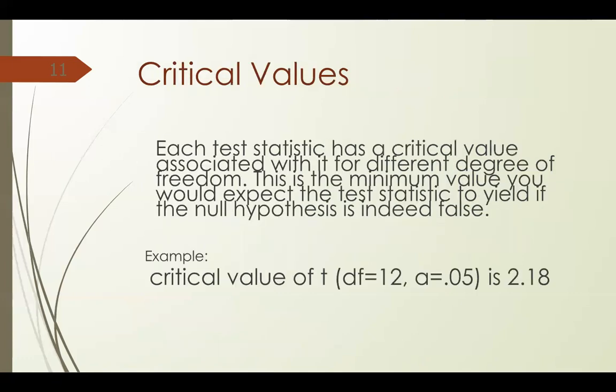Okay, perfect, thanks. So it's related to the critical value. Why we're talking about degree of freedom is that it relates to critical value. So each test statistic has a critical value associated with a different degree of freedom. This is the minimum value you would expect the test statistic to yield if the null hypothesis is indeed false.